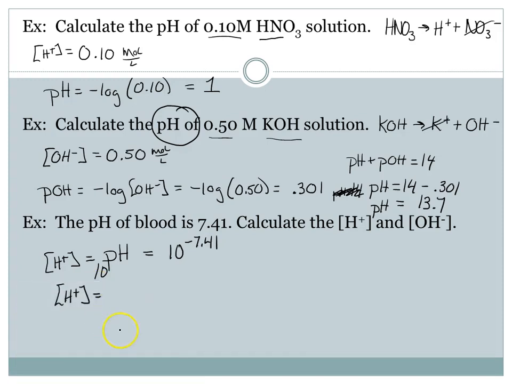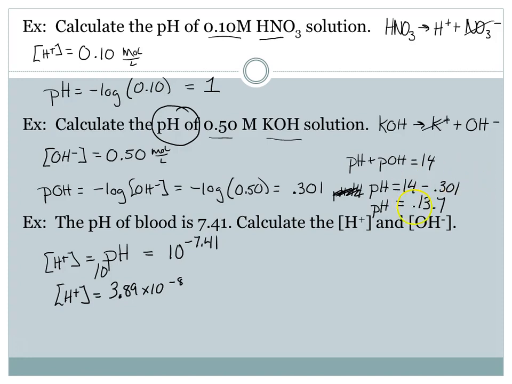So take 10 to the negative 7.41. Again, that's the antilog button, and that comes up with your concentration of hydrogen ions being 3.89 times 10 to the negative 8th. Don't forget that little exponent thing on your calculator. These should be tiny numbers. So if you come up with 3.89, you're saying that there's only 3.89 hydrogen ions. That doesn't make sense. So don't forget your little exponent piece.